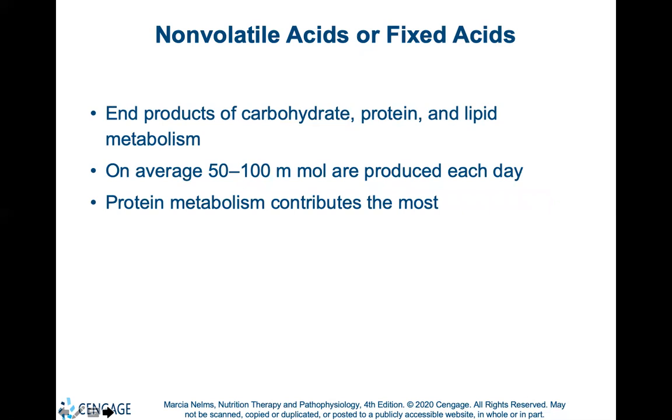Fixed acids can be either organic or inorganic. Protein metabolism contributes the most with its addition of inorganic acids such as phosphoric acid or sulfuric acid. Examples of organic acids produced during metabolism include lactic acid and keto acids. Fixed acids are also produced as a result of starvation or fasting, fever, exercise, and some disease states.